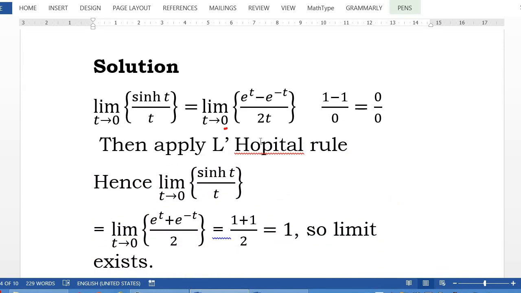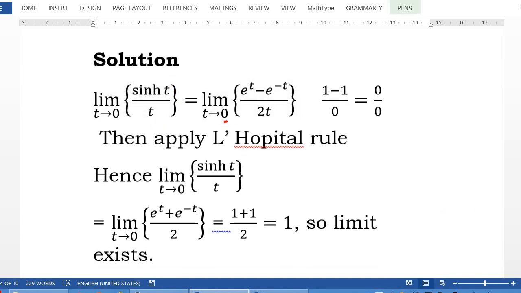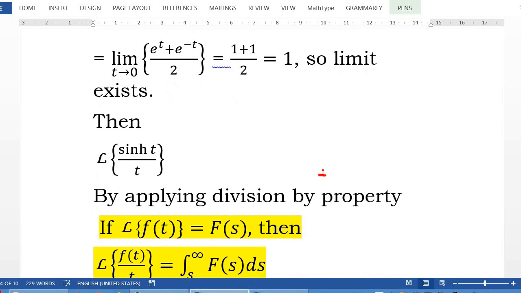Hence, you apply the L'Hopital rule, where you differentiate numerator and denominator separately. Don't use the quotient rule of differentiation. For L'Hopital rule, you just differentiate numerator and denominator separately. So you differentiate exponent t, you get exponent t back, and then you differentiate exponent negative t, you get negative, and minus here becomes positive exponent negative t. Differentiate 2t, you have 2. Now, plug in t equal to 0. So, exponent 0 you have 1, plus exponent negative 0 also 1. So, 2 divided by 2, the answer is 1. So, the limit exists.